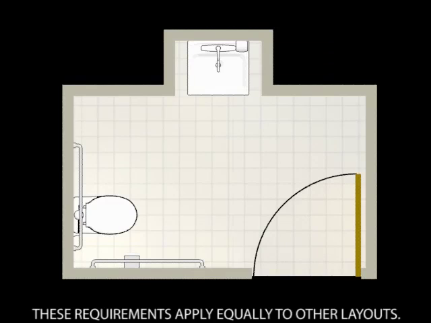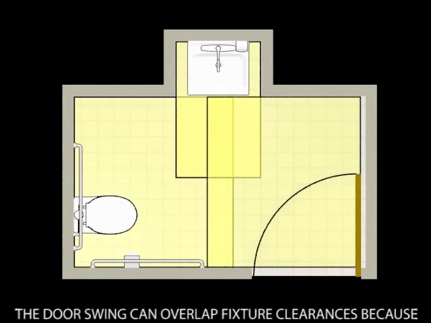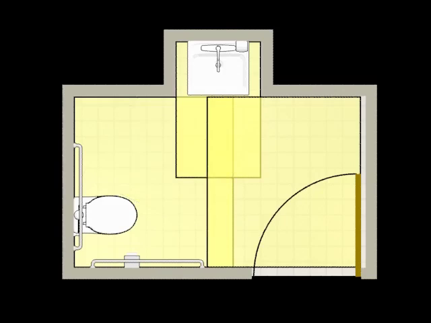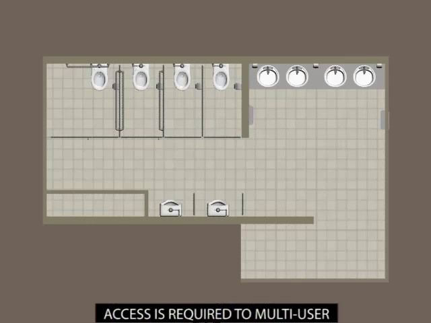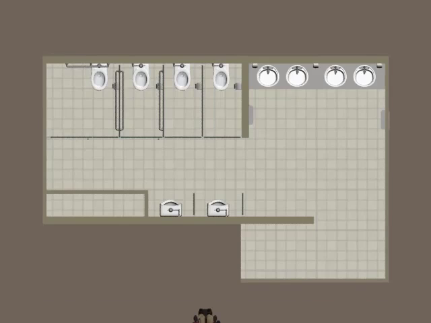These requirements apply equally to other layouts. In this example, the door swing can overlap fixture clearances because wheelchair space is available beyond the door swing. Access is required to multi-user toilet rooms where provided, even if other accessible restrooms are available.